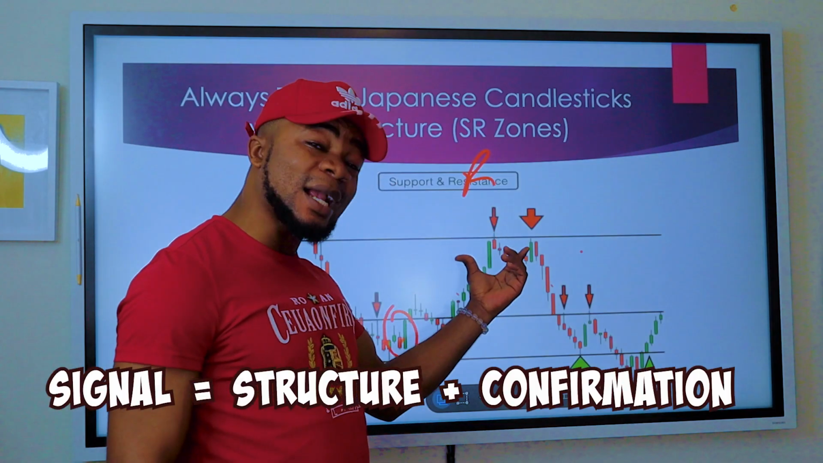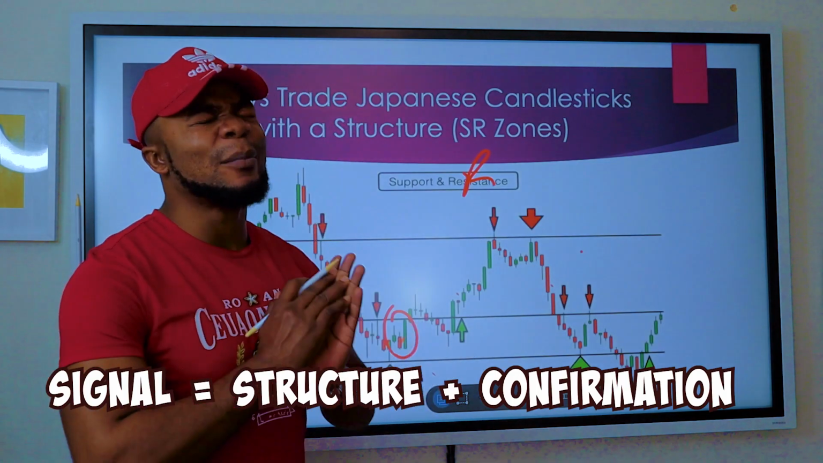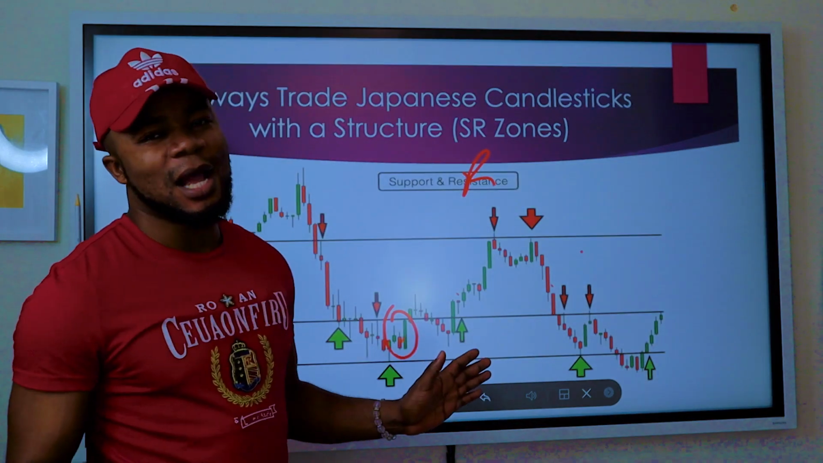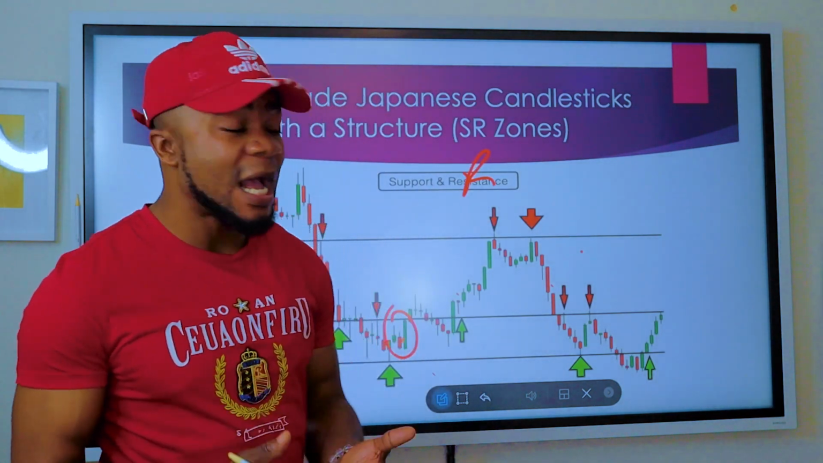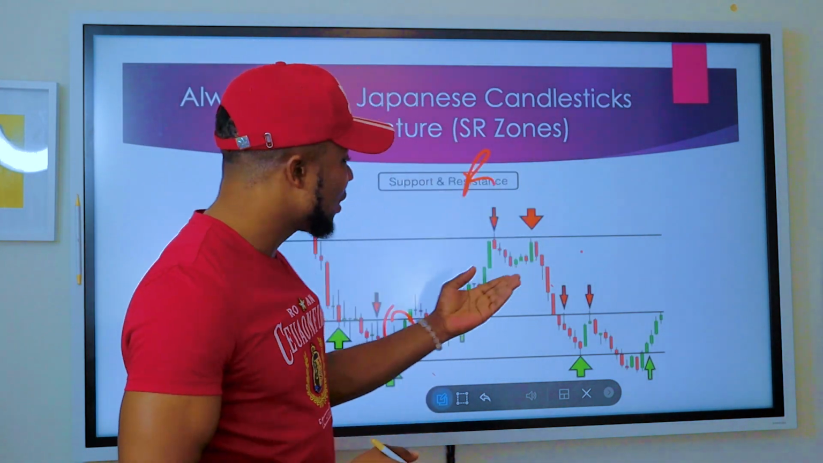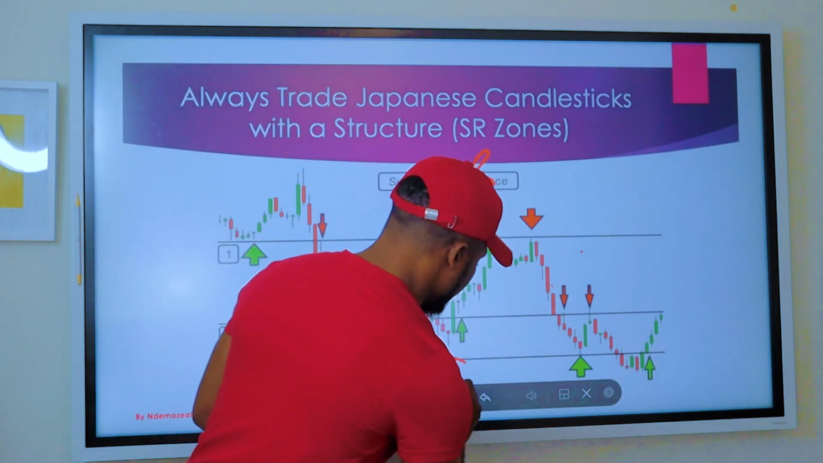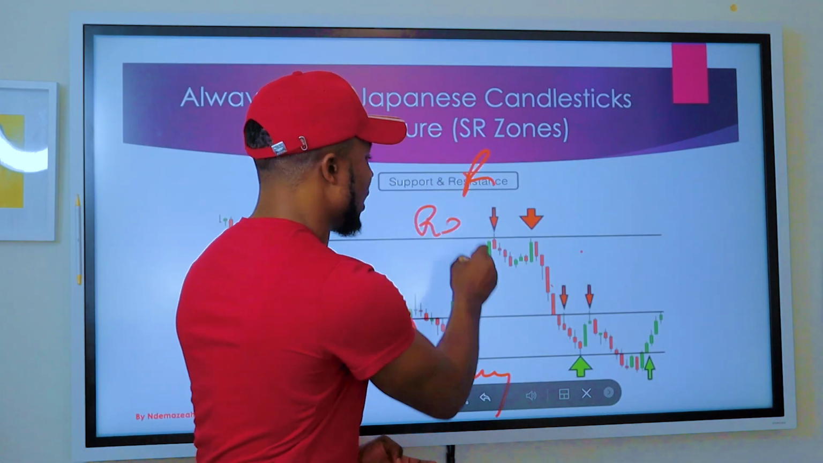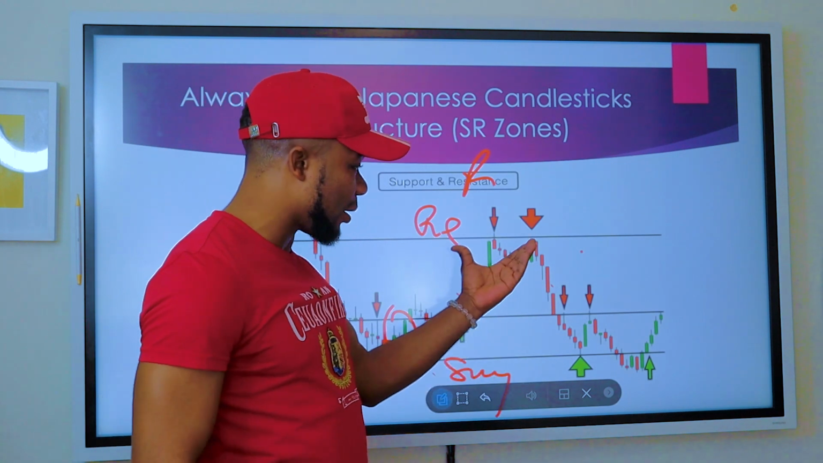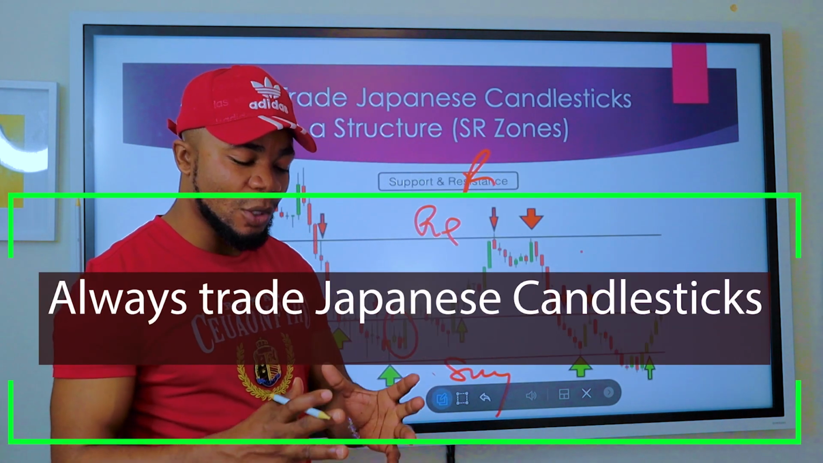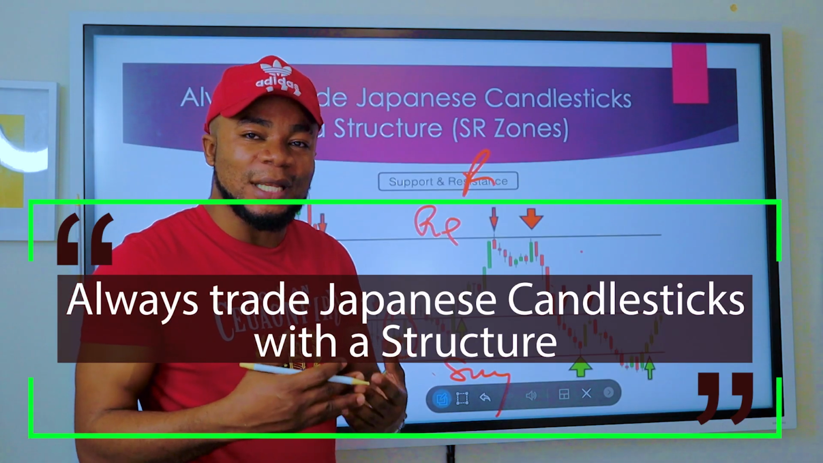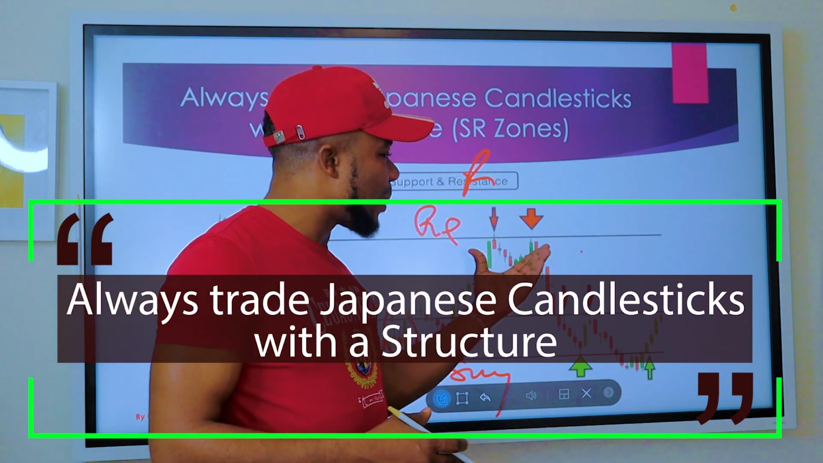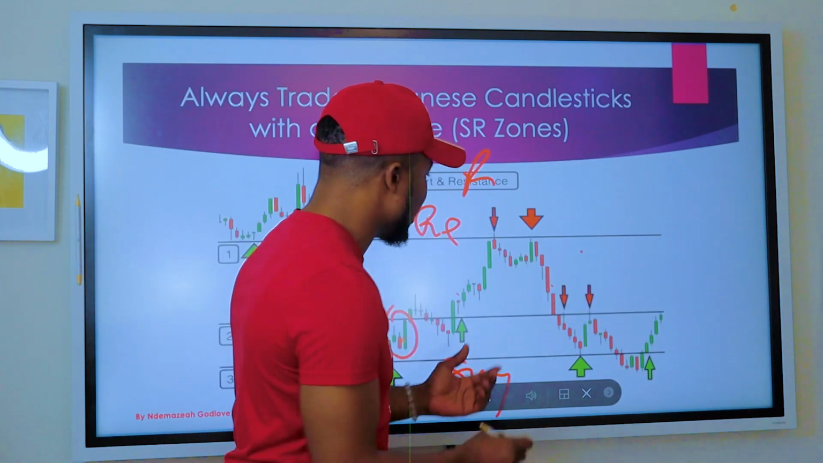When the market came back here, see what happened. This happens all the time in Forex. I can't emphasize enough. See what happens here. This was our support, and this was our resistance. When the market came back up here, that is why I said always join candlesticks with a structure. Because when it comes back up here at a particular resistance, see what happened.